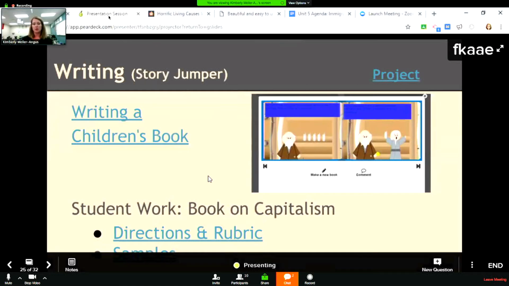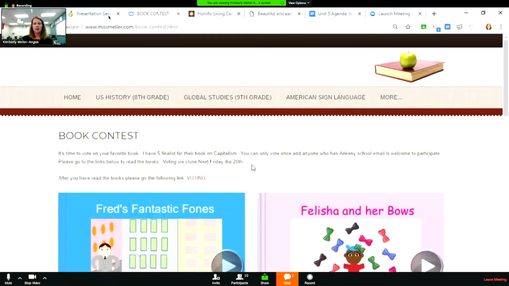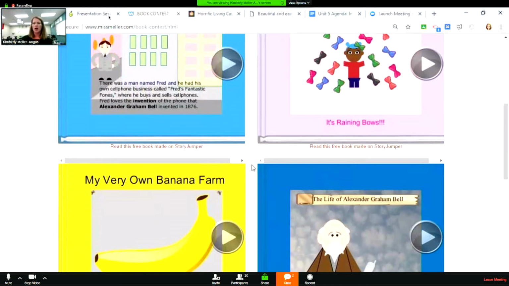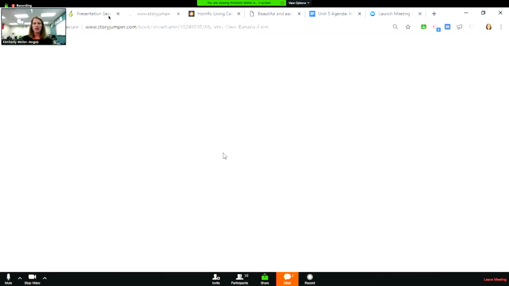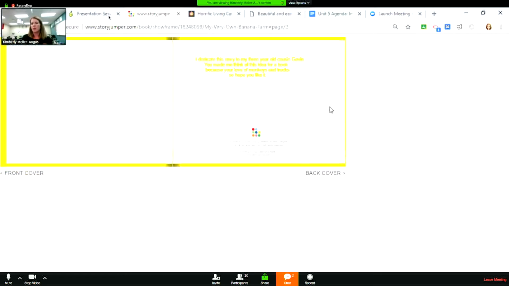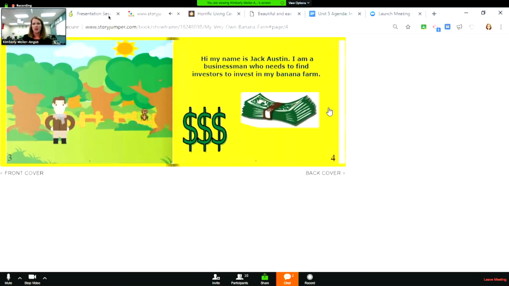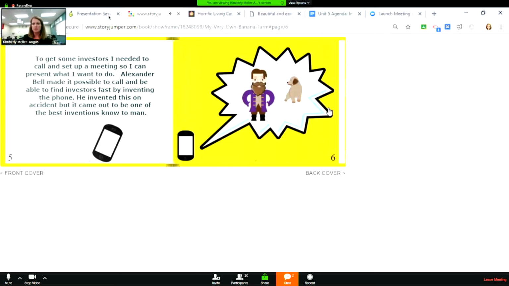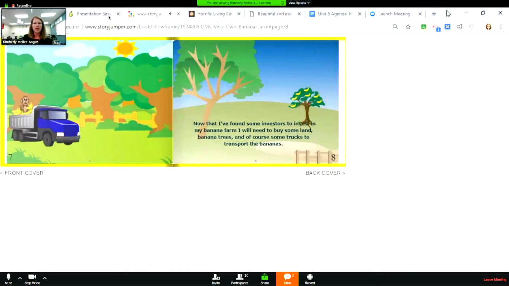You're writing a children's book. I'm going to pull up some samples for you on my website. These were from a couple years ago. They were about capitalism. And they were trying to explain what capitalism is throughout the book and tell it as if they were a child. So they wrote different stories. I'm going to pull that down. And again, you can look at these links.